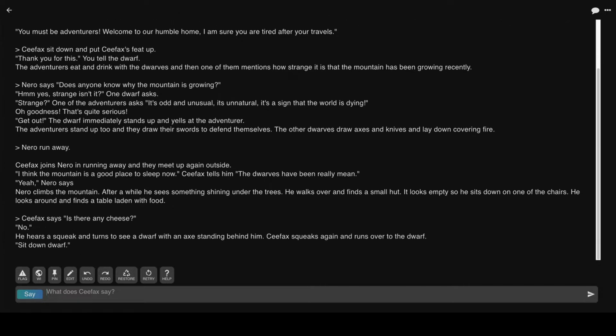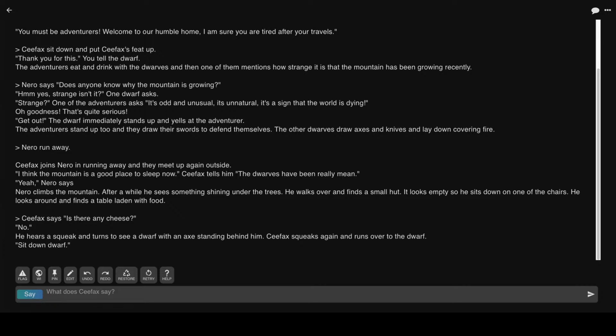Oh no, another dwarf. Oh no. Is there any cheese? Ceefax says. No. He hears a squeak and turns to see a dwarf with an axe standing behind him. Ceefax squeaks. Oh dear, Ceefax is the one squeaking. Ceefax squeaks again and runs over to the dwarf.